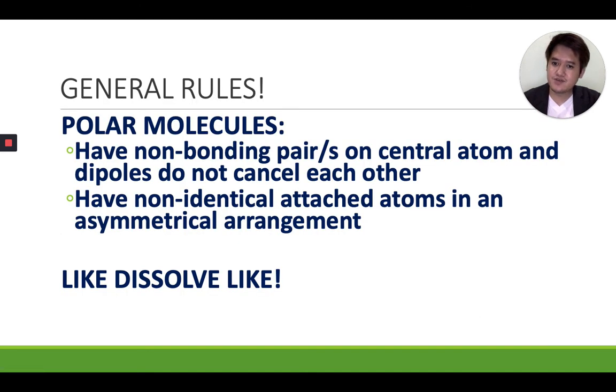So, general rules. You will know if you have a polar molecule if it has a non-bonding pair or pairs on the central atom, and the dipoles do not cancel each other out, and they have non-identical attached atoms, meaning different attached atoms in an asymmetrical arrangement, an uneven arrangement.